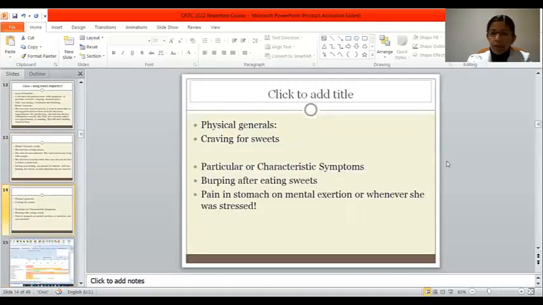Her physical generals were a strong craving for sweets. Her particular or characteristic symptoms were that she used to get a lot of burping after eating sweets. And one PQRS symptom which I noted was that she had pain in the stomach on mental exertion or whenever she got stressed. So whenever there was an exam or some stressful or anxiety-like situation, she used to feel the stomach pain.